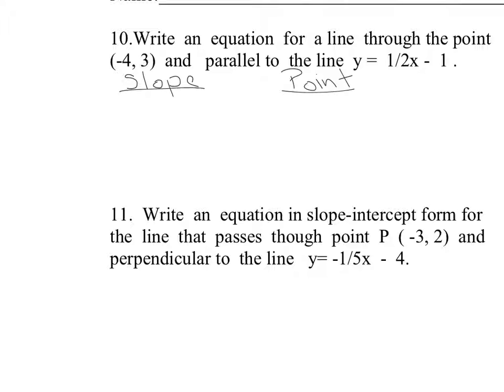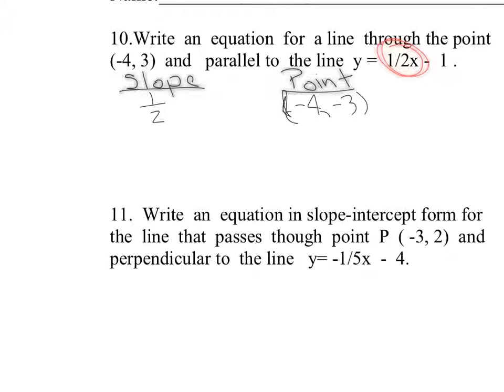Now, if we're going to be parallel to this equation, they have to have the same slope, right? Because that's what parallel means. So this is 1/2. The point you have to go through is (-4, -3).